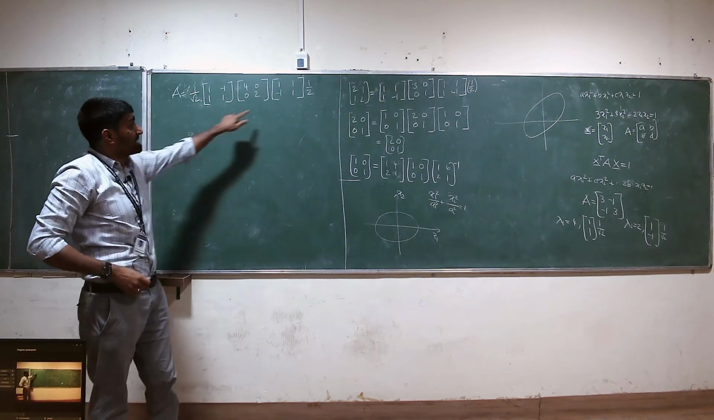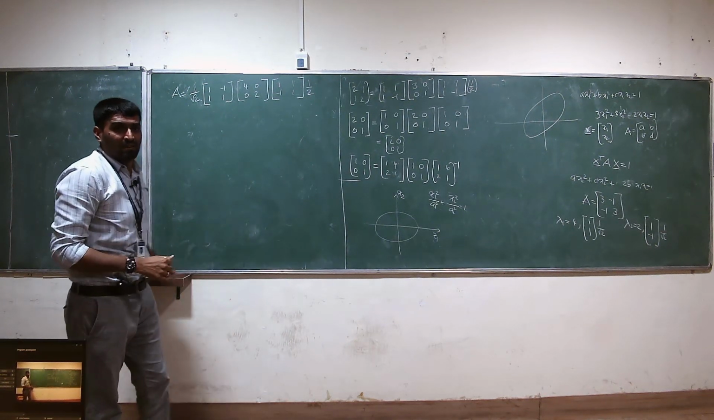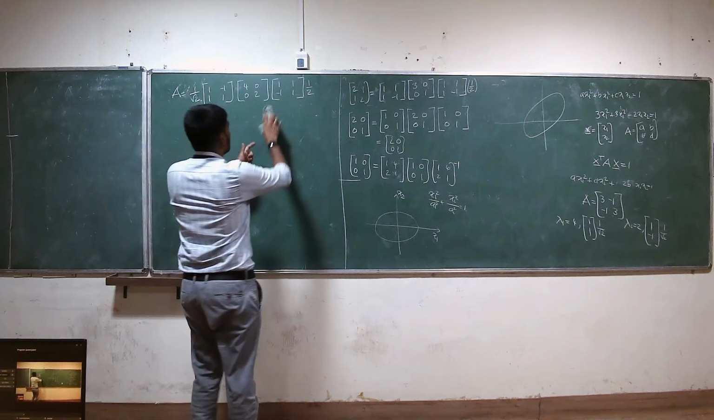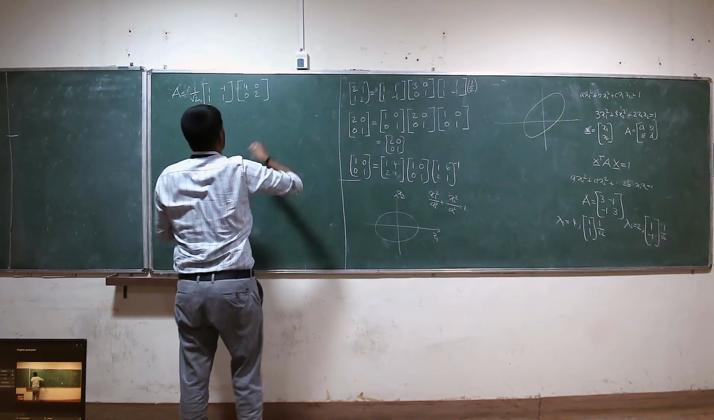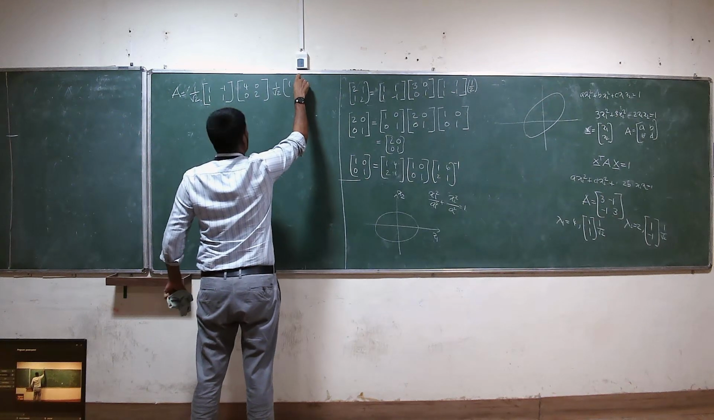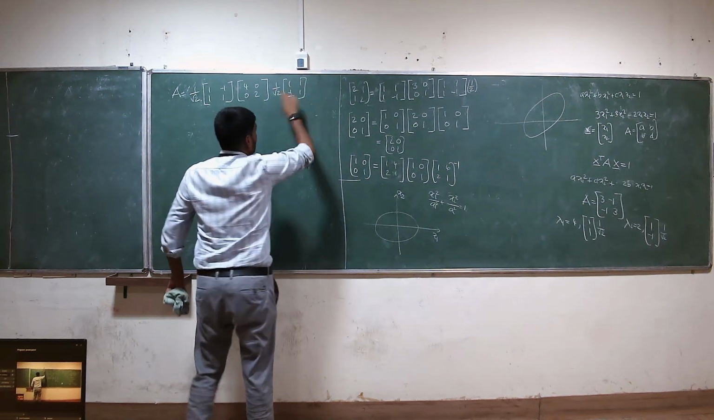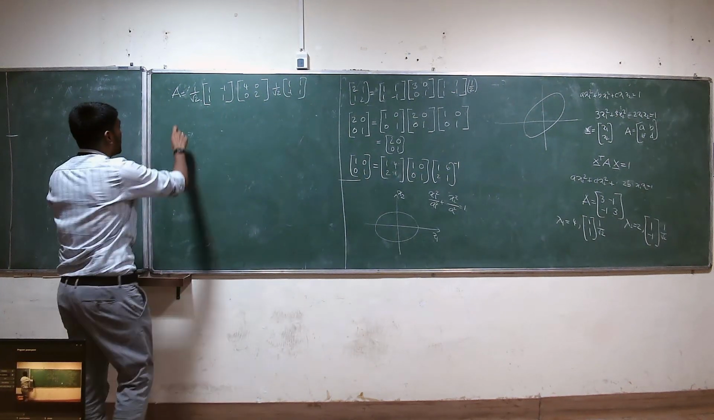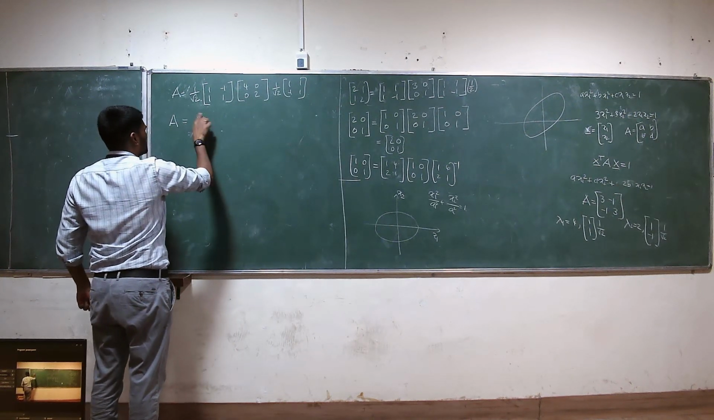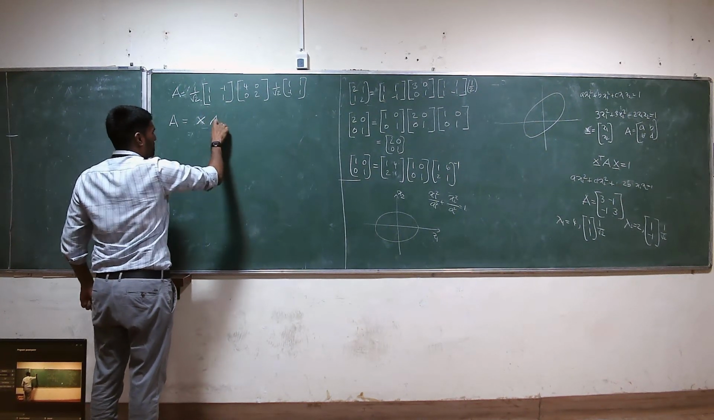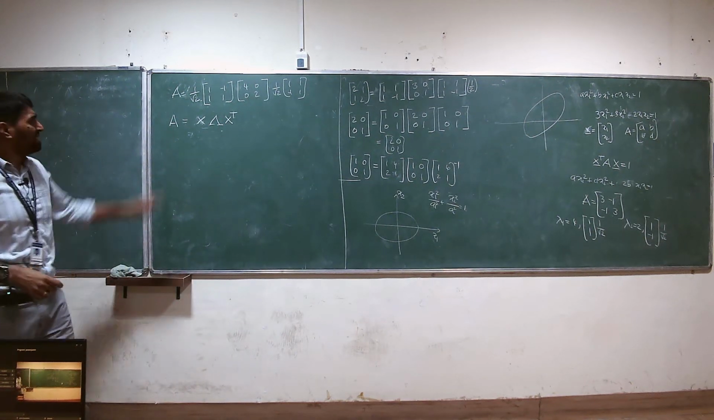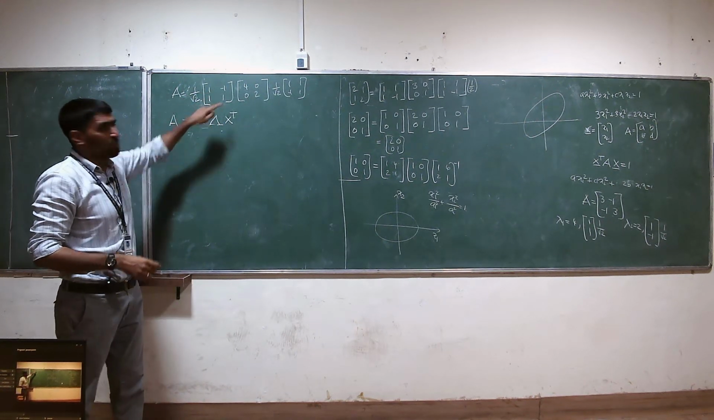If I have an orthogonal matrix, what is the inverse? The inverse of an orthogonal matrix is its transpose. So this will simply be 1, 1, minus 1, 1. Okay. So in fact, my A now is simply X multiplied by this X transpose, where X is 1 by root 2, 1, minus 1, 1, 1.